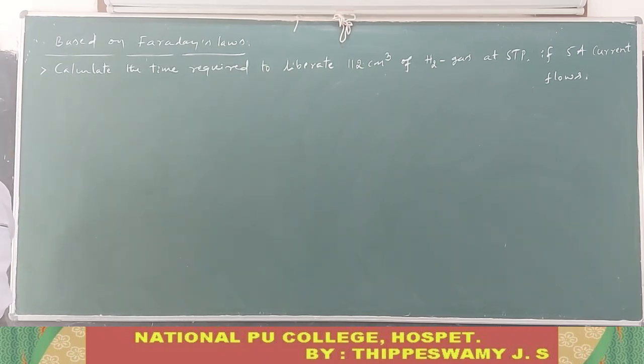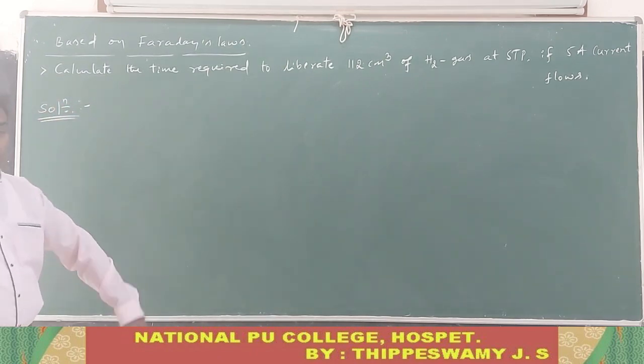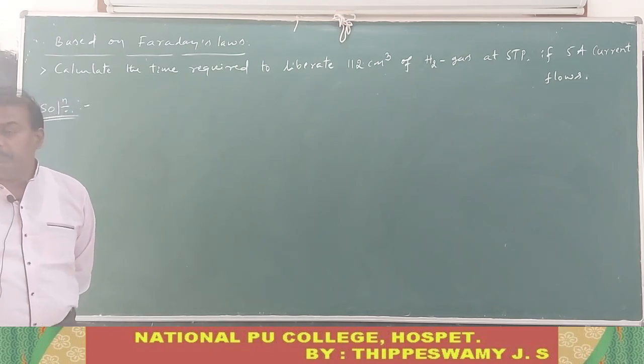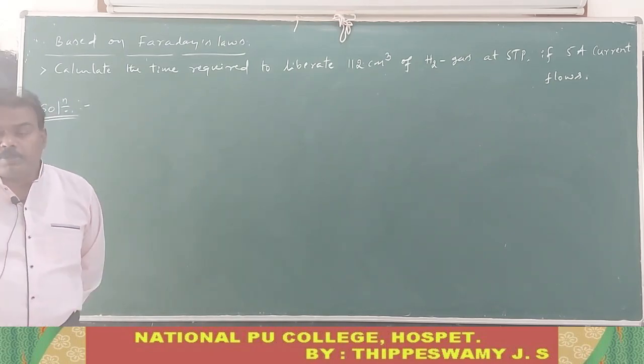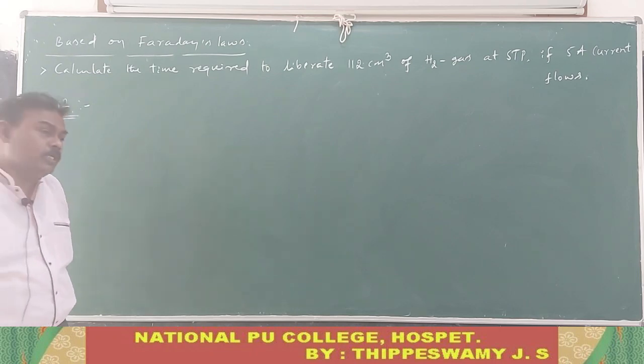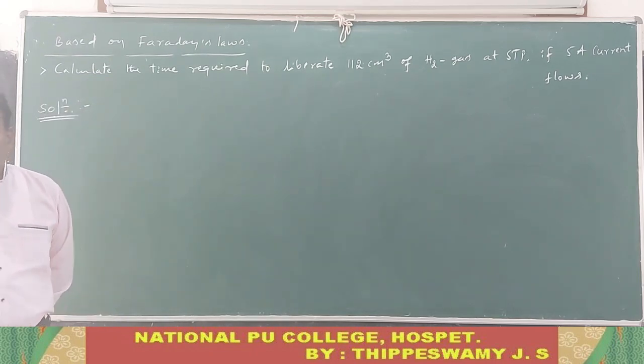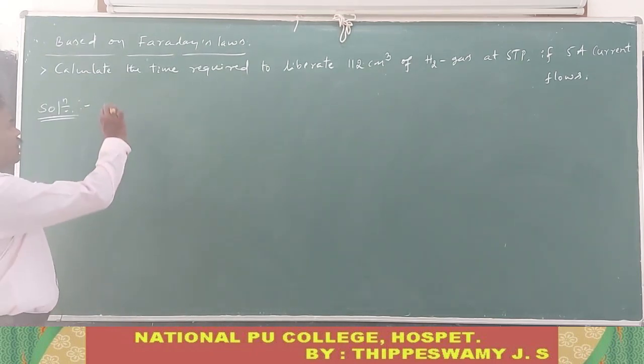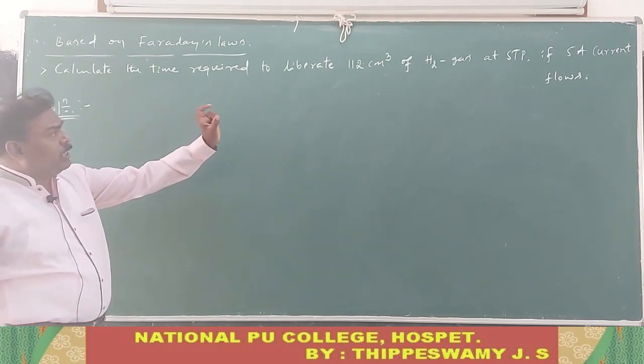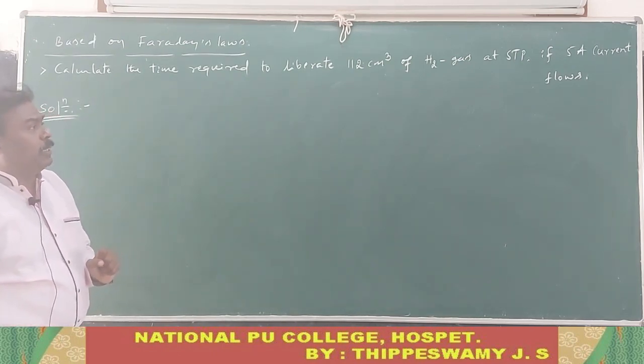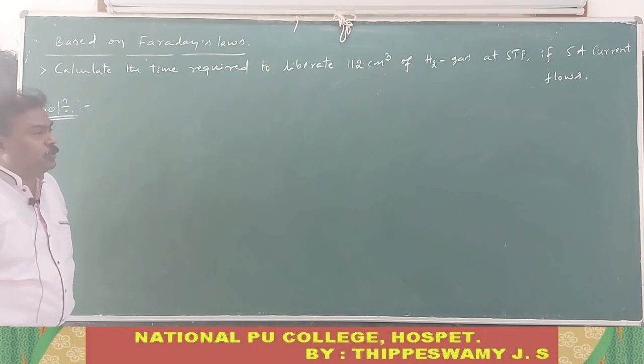So how to solve this one, we'll go through it. We already know Faraday's laws, Faraday's first law and Faraday's second law. According to the concept we already studied, calculate the time required to liberate 112 cm cube of the hydrogen gas at STP if 5 amperes current flows.